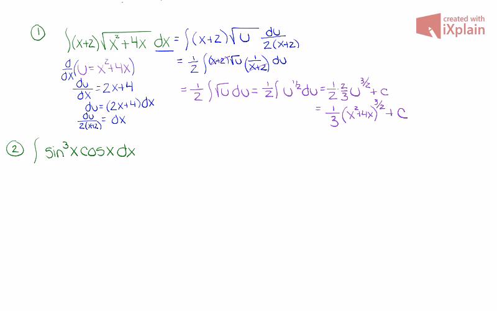So the first thing we're going to want to do is identify which piece is the inside function. So in this example we have the integral of sine cubed of x cosine x dx. Now remember, we can rewrite this one as the quantity of sine x to the 3rd power times cosine x dx.